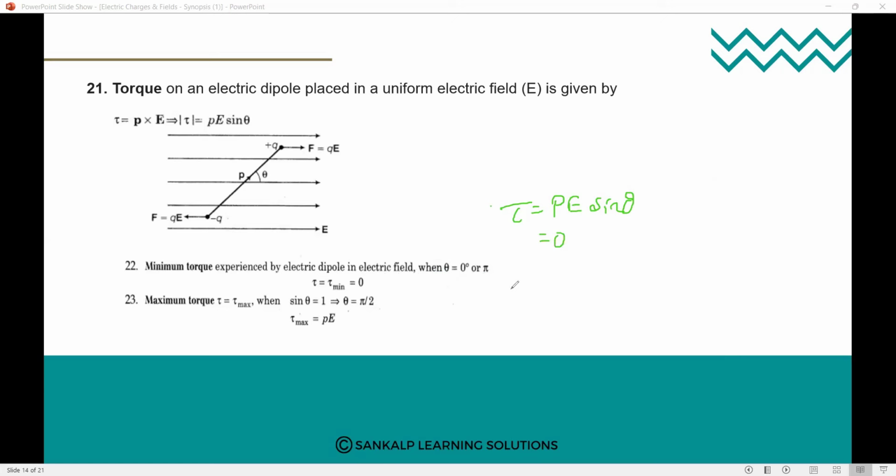The torque will be maximum at sin 90, where the value will be PE. Sin 180 also gives minimum torque, because sin 180 is again 0. So this is an MCQ question: when the torque is maximum, when the torque is minimum. Okay, the next point.